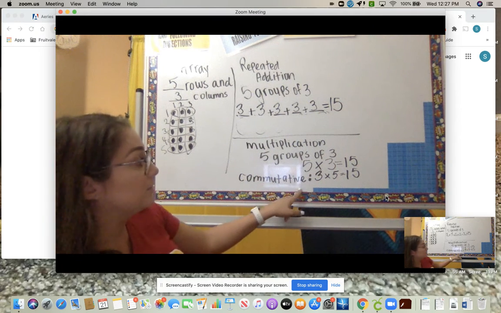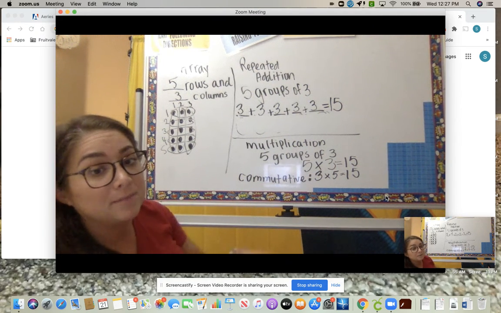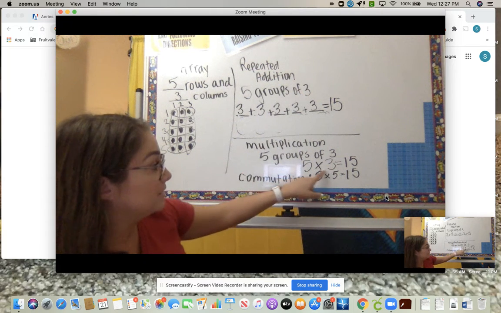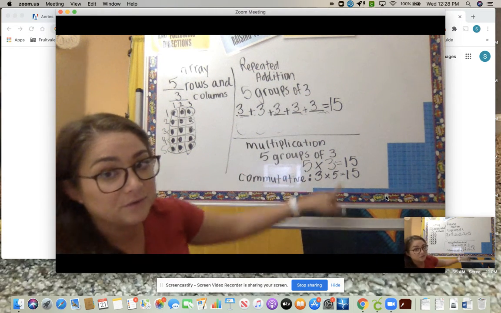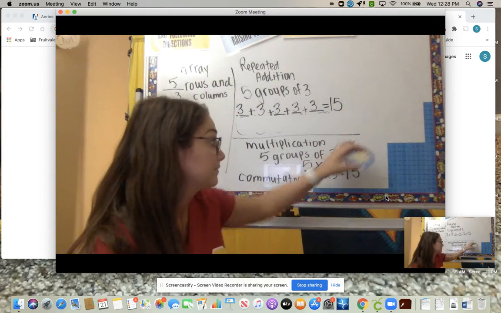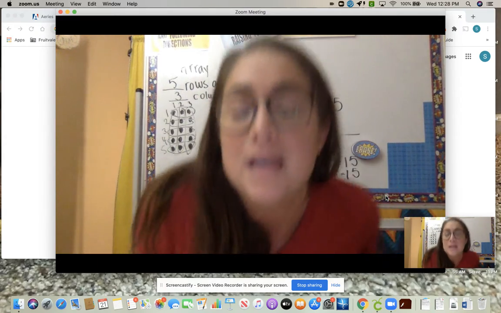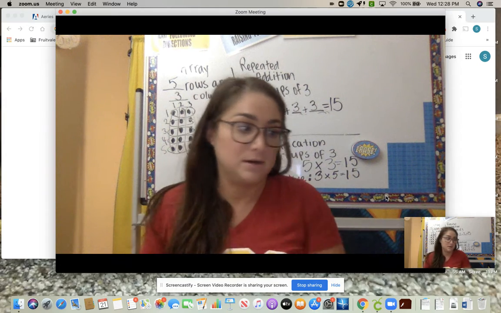Then we have the commutative property. Commutative property, you just switch it, you flip it. So the commutative property of 5 times 3 is 3 times 5, and you get the same answer. So we did 2 different types of those big problems, and then we moved on to our worksheet.